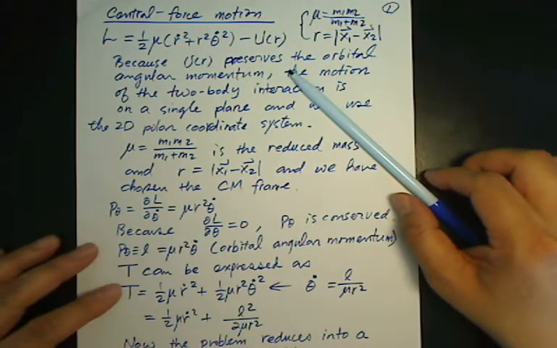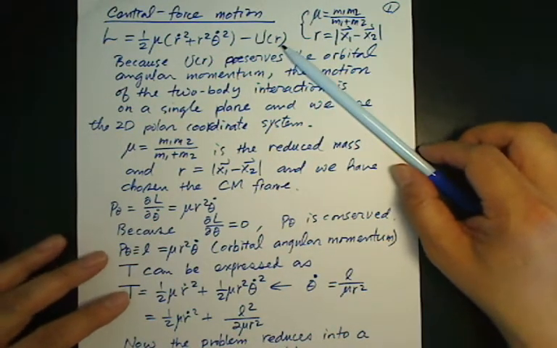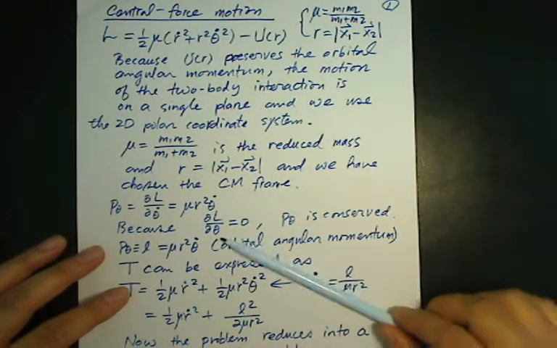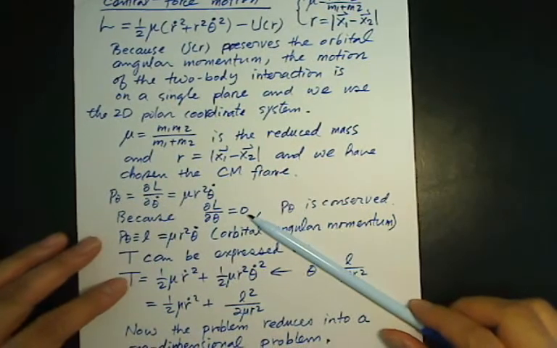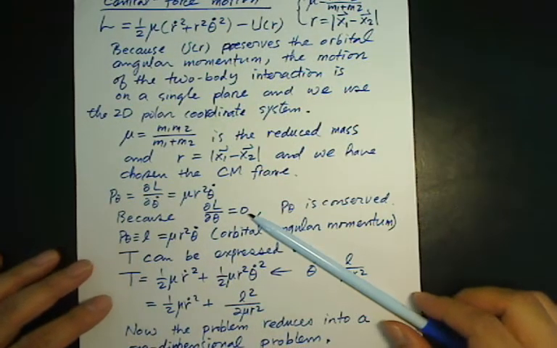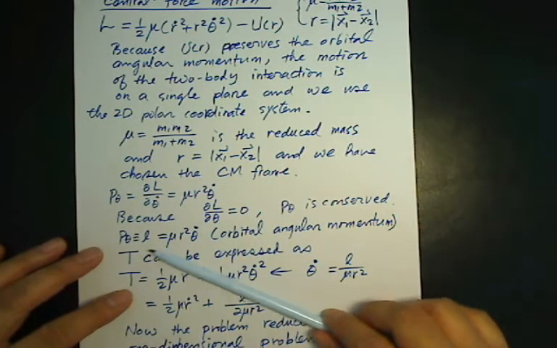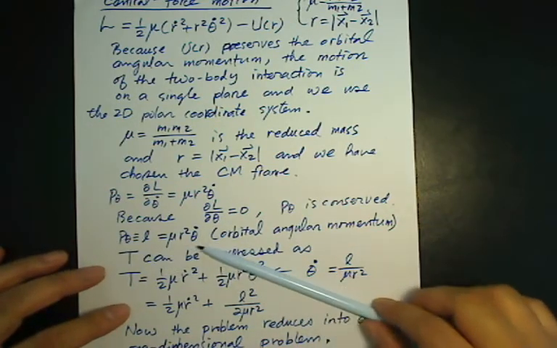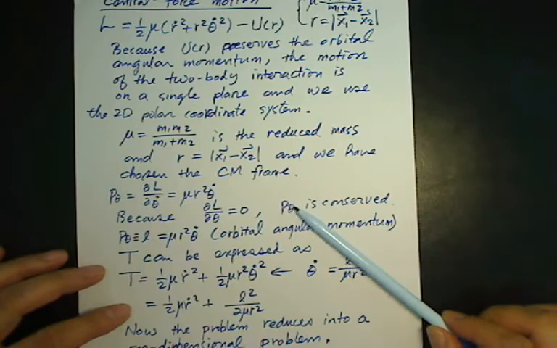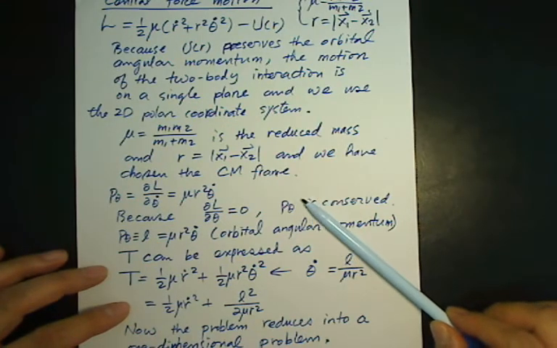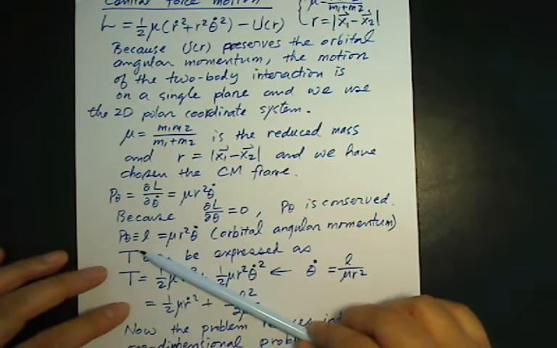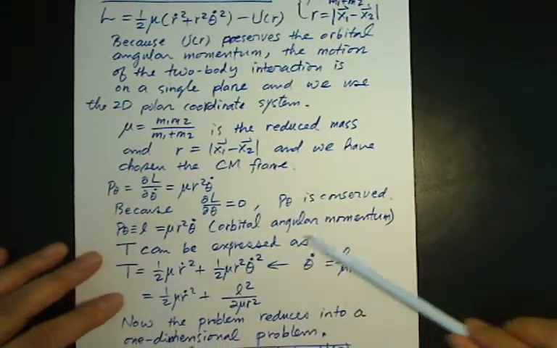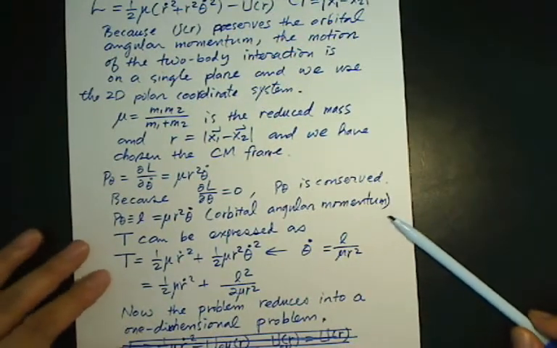Because the potential energy does not have any theta dependence, theta is the cyclic coordinate. Theta is the cyclic coordinate, therefore the conjugate momentum for the generalized coordinate theta must be what? Conserved. Therefore, orbital angular momentum is conserved.